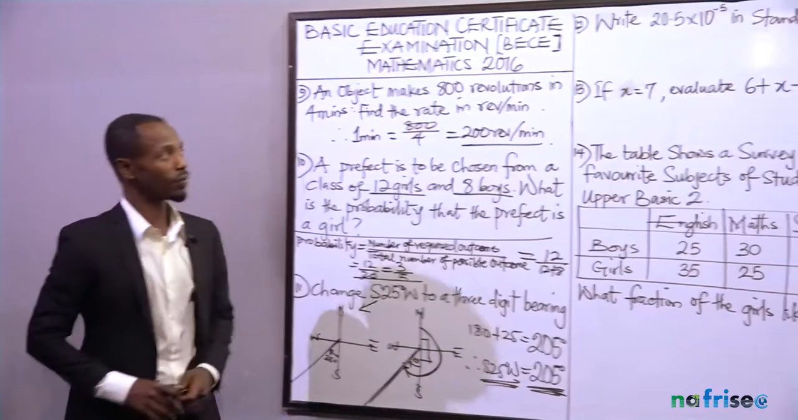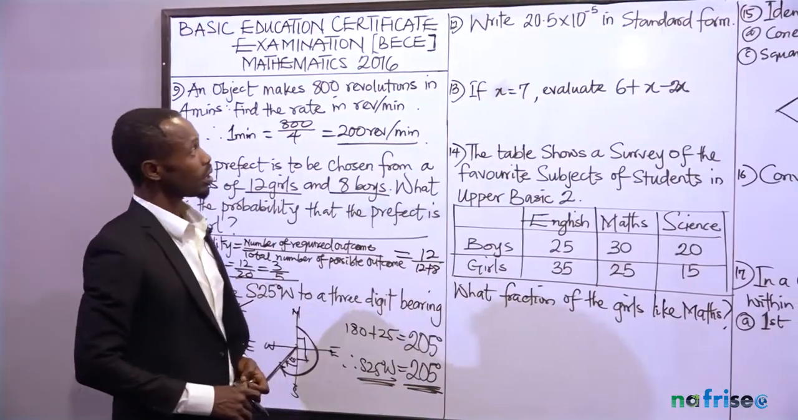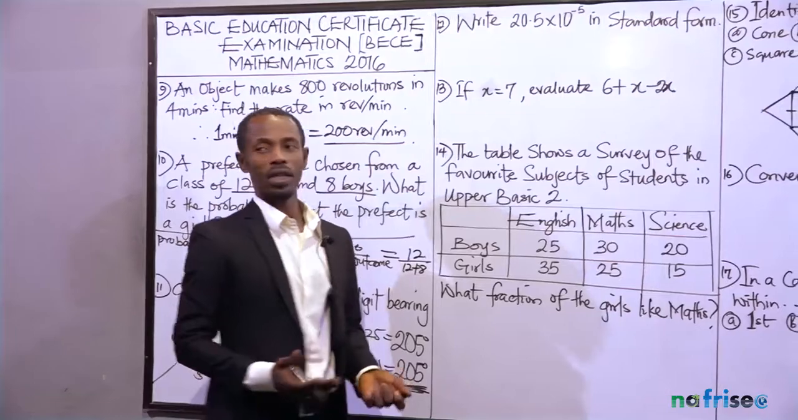Now, straight to number 12. Write 20.5 in standard form.